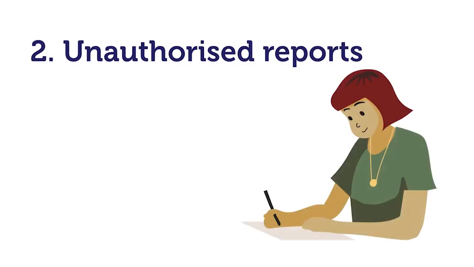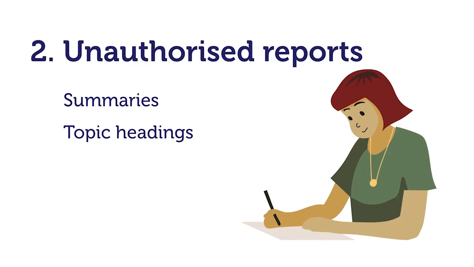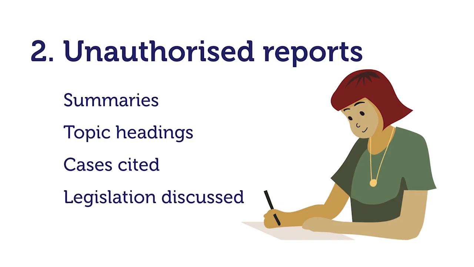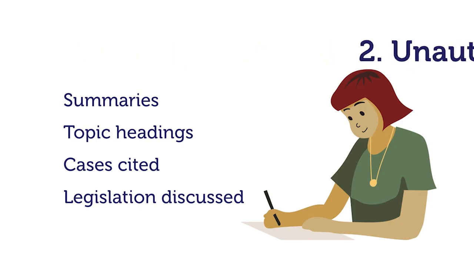Number 2. Unauthorized reports. Publishers review unreported judgments and select the most significant to republish in their report series, with summaries, topic headings, list of cases cited, and legislation discussed. The text of the decision remains unchanged.